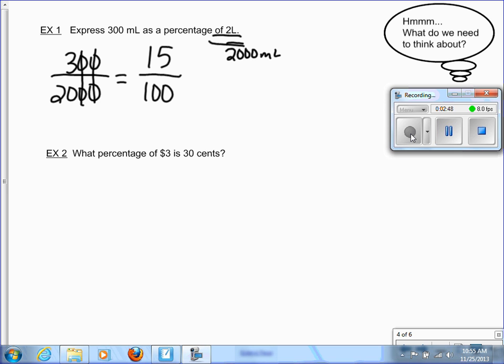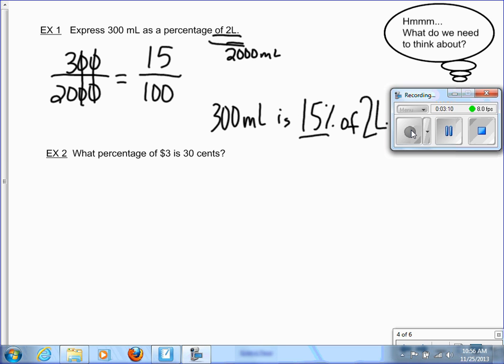So here's how we write our sentence. 300 milliliters is 15% of, and then go back to the 2 liters. 300 milliliters is 15% of 2 liters.